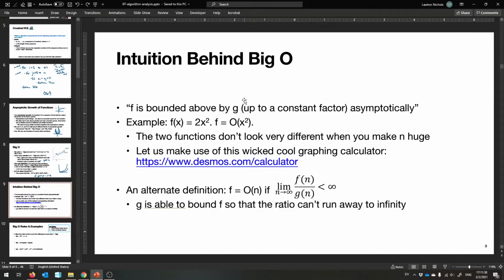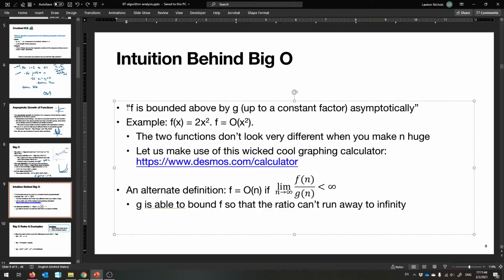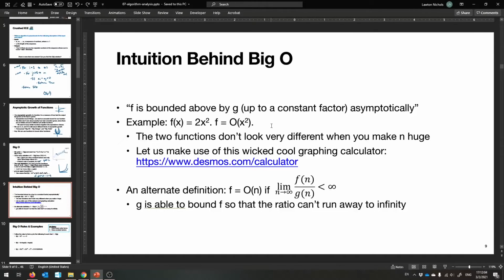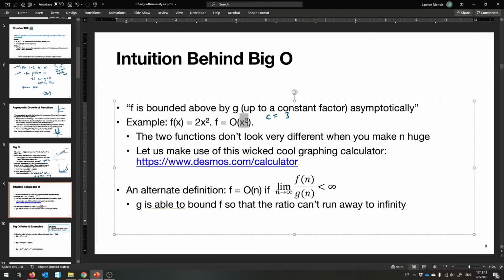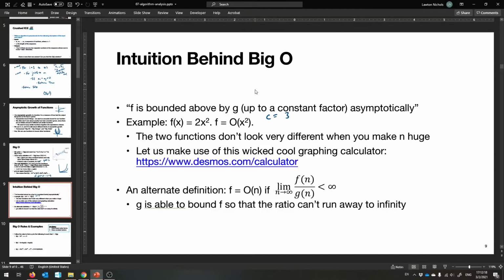There is some intuition that we could give you, and let me try. All right. So the idea is you kind of think about big O as saying that f is bounded above by g up to a constant factor asymptotically. That's how you want to think about it. And so again, for example, let's do 2x squared. f is O of x squared. You see that? It is O of x squared, because you can choose c to be 3 again, yeah? And that would make the function, just x squared, dominate 2x squared, because you can multiply it by 3. And so that is the idea.